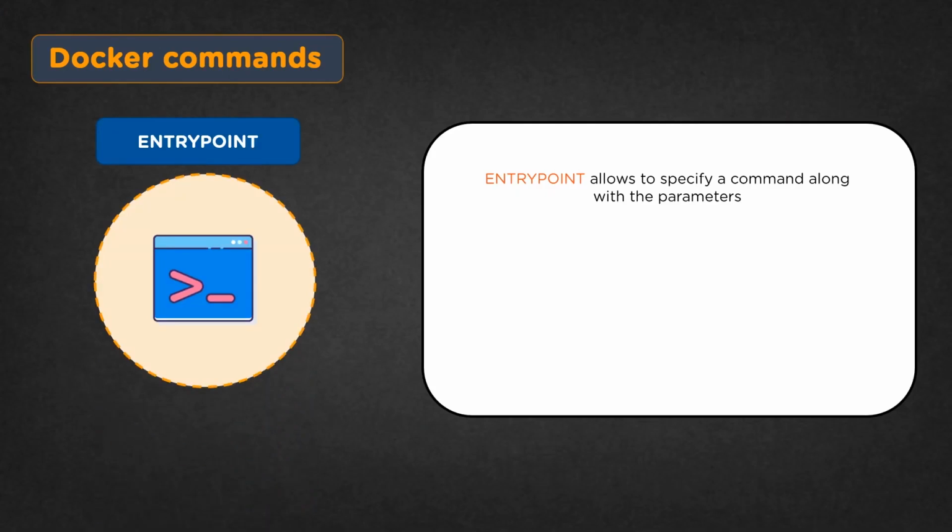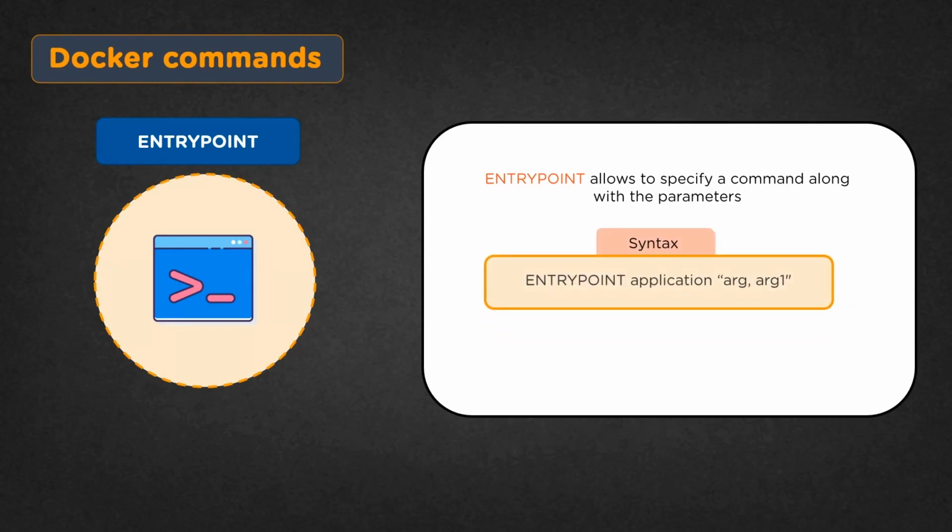Right, now let's talk about the entry point over here. Entry point allows you to specify a command along with the parameters, right? So let's say that you want to run a particular command in the Docker container. Entry point is something which you can use to refer to that. So application is the command which you're trying to run, and then you can give some arguments to that, and argument 1 is what you're trying to run over here.